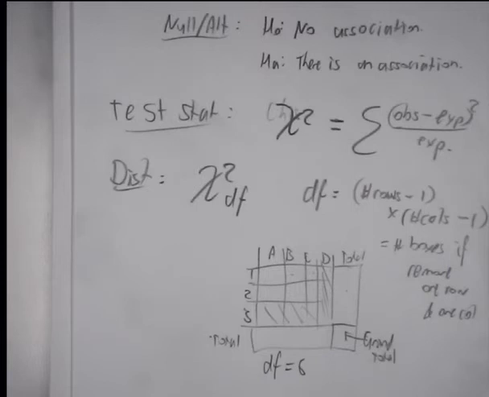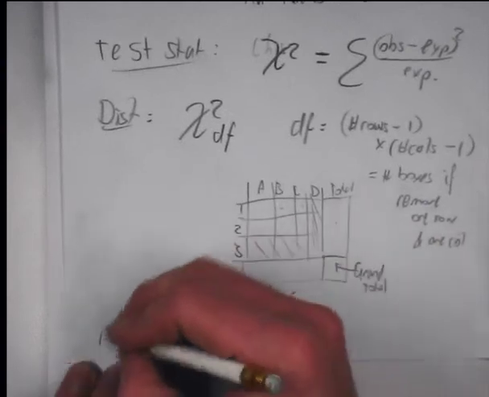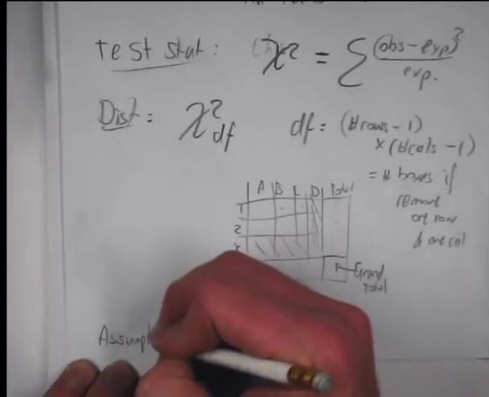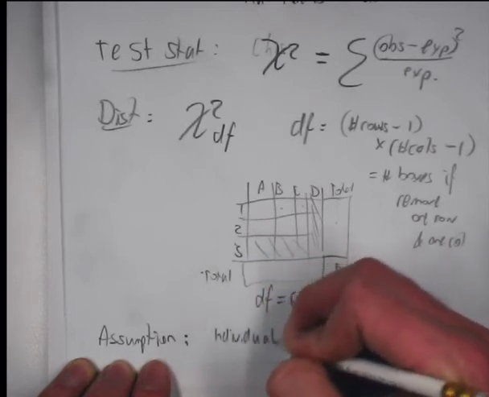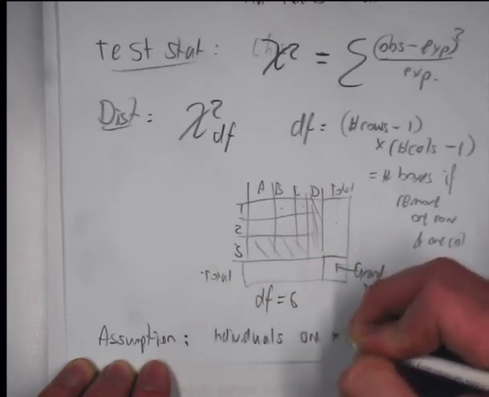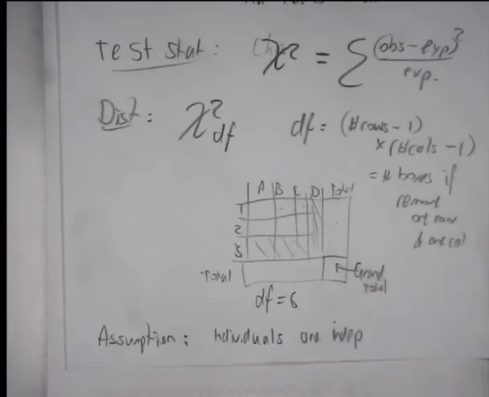And I think the assumptions here, that's all there is, right? That people are independent from each other. The individuals are independent. Not that the variables that are measured on them are independent, but the people are independent from each other.